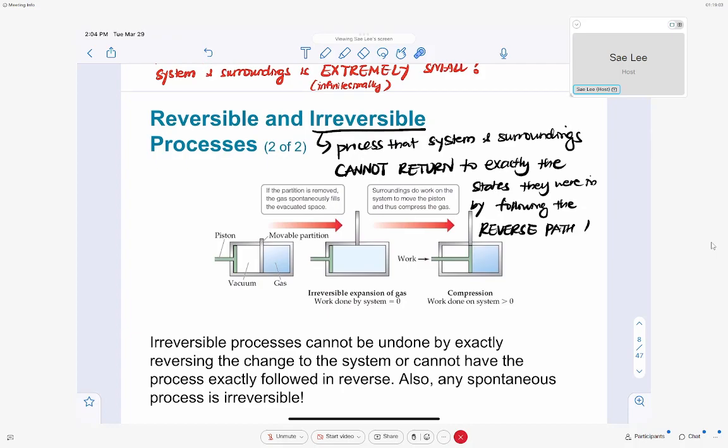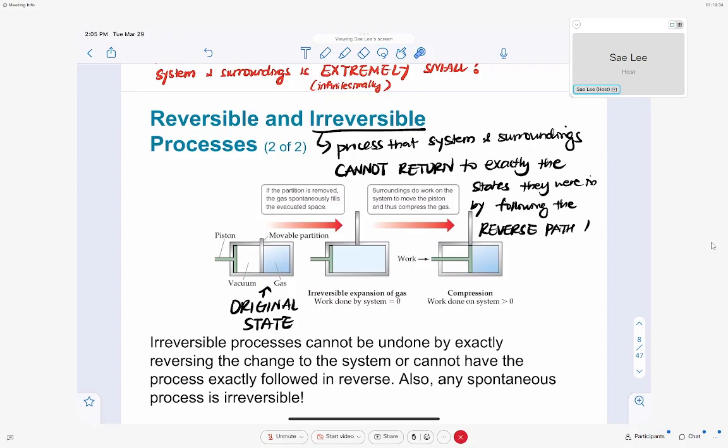So how can we achieve the original state? This is the original state. How can we achieve the original state, the divided state? In order to reach the original state, the divided state, we need to do some work. We need to use the piston to compress the gas.